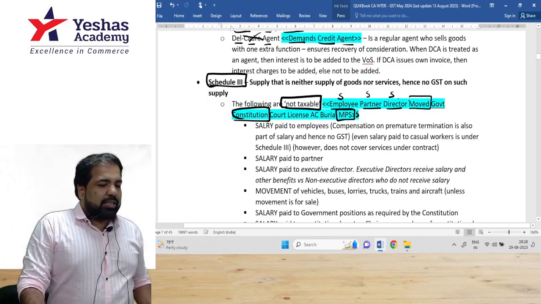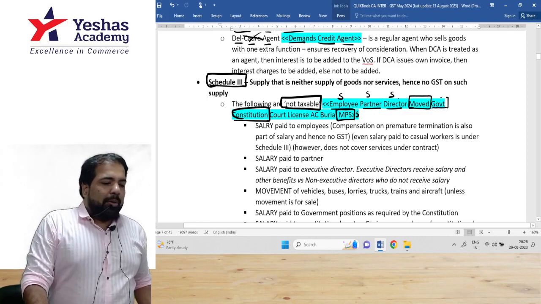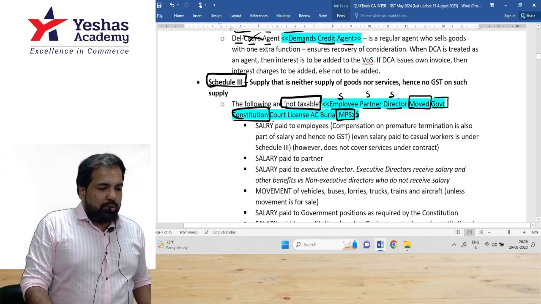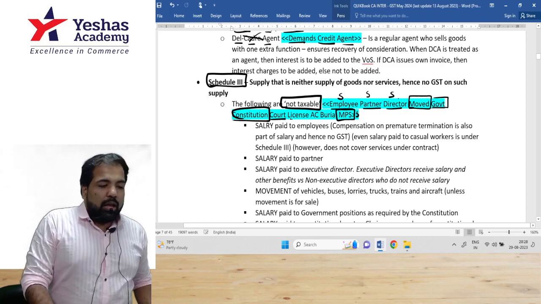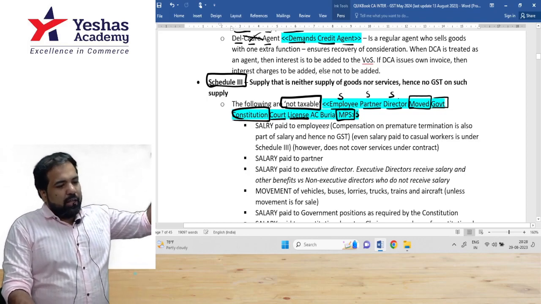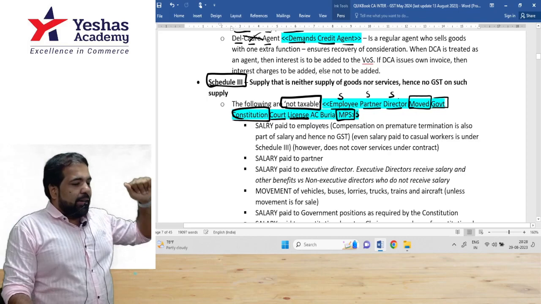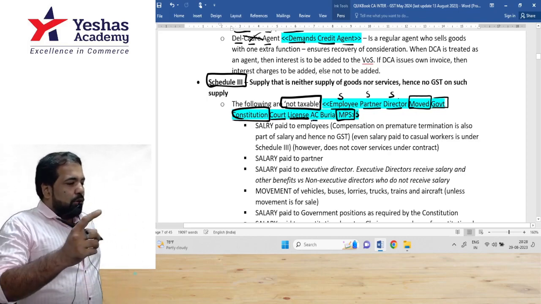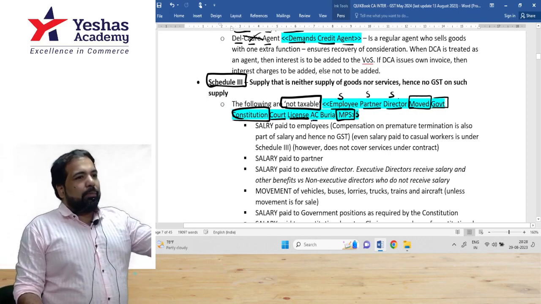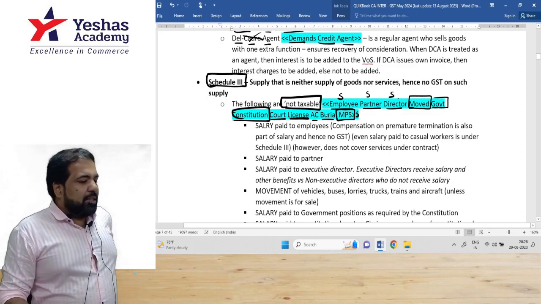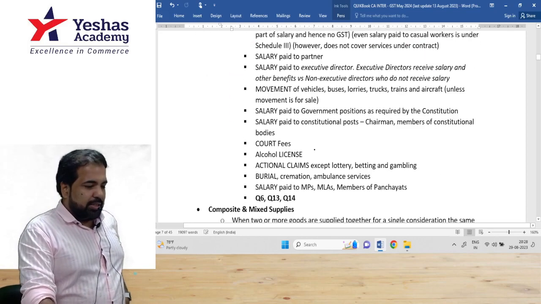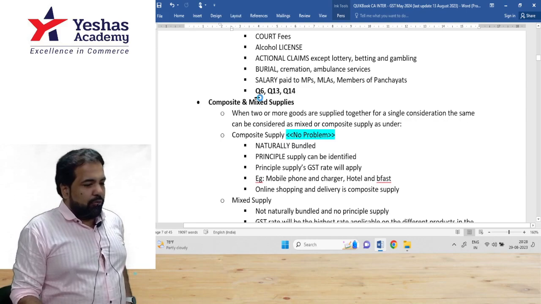On movement of trucks, buses, etc. Government positions, constitutional positions, no GST. Court fees. Which license? Alcohol license. GST is applicable. Actionable claims, no GST except lottery, betting, gambling. And burial services, guys, no GST. Do these questions once you finish this.